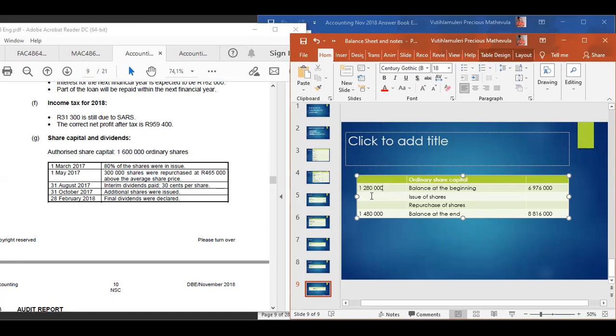And then on 1 May 2017, 300,000 shares were repurchased at 465,000 above the average price, right? So here they've made the calculation of the price, which was above the average share price, right? So they're telling us that 300,000 shares were repurchased. So on the repurchase, we're going to write 300,000 here on the repurchase. And we have to show brackets because a repurchase, that's what reduces the number of shares, right?